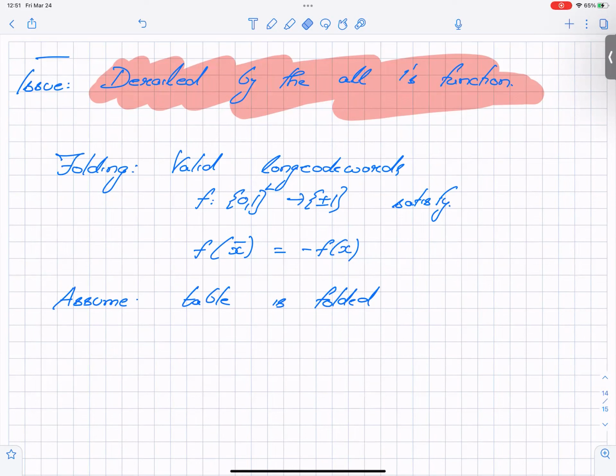So folded basically says this: you assume this table has this property, but I want to say this property is going to imply something about the Fourier coefficients. Assume this table is folded. That is, the Fourier coefficient at the empty set is 0.